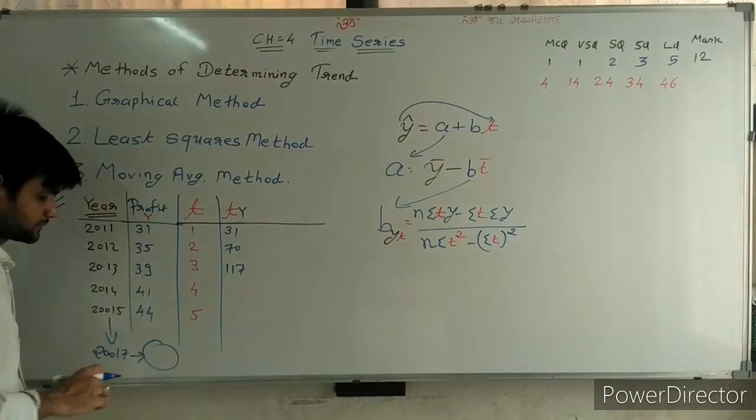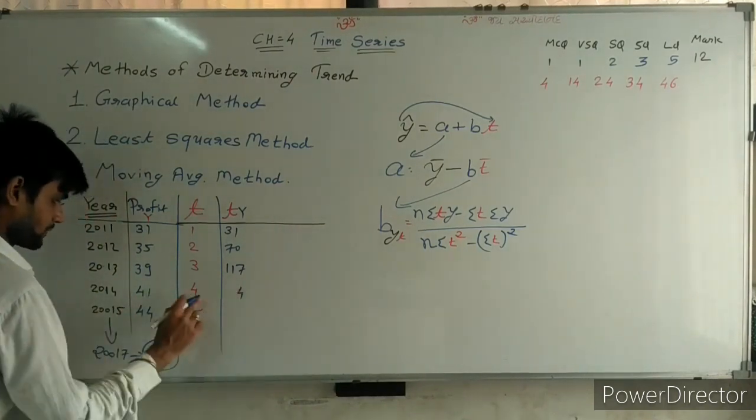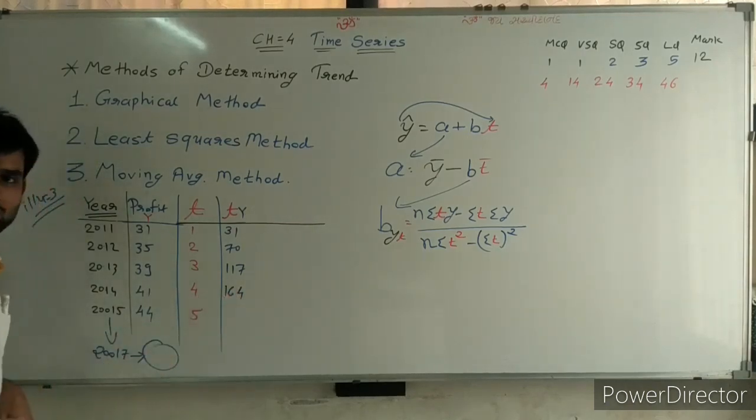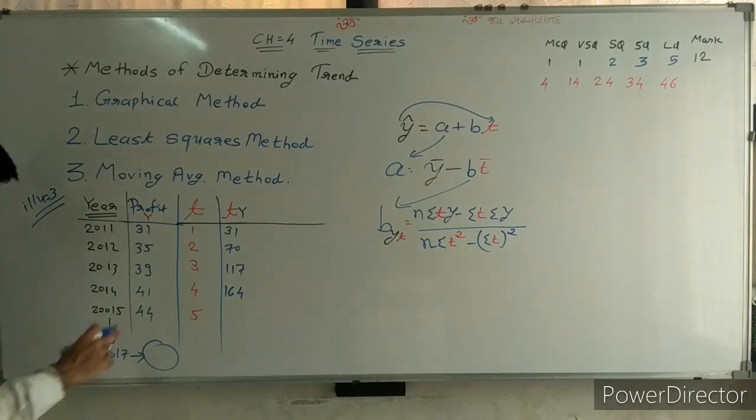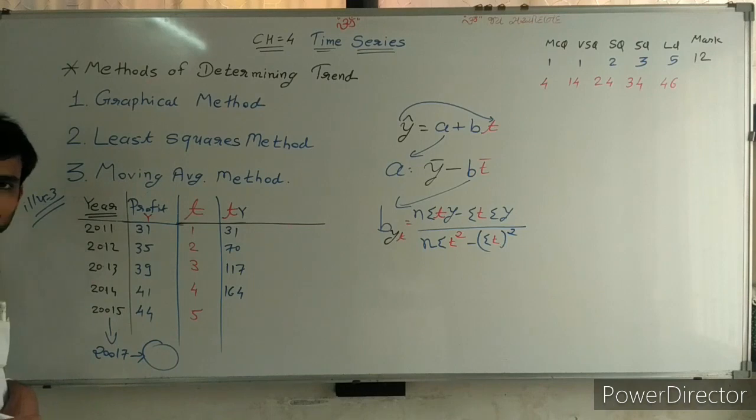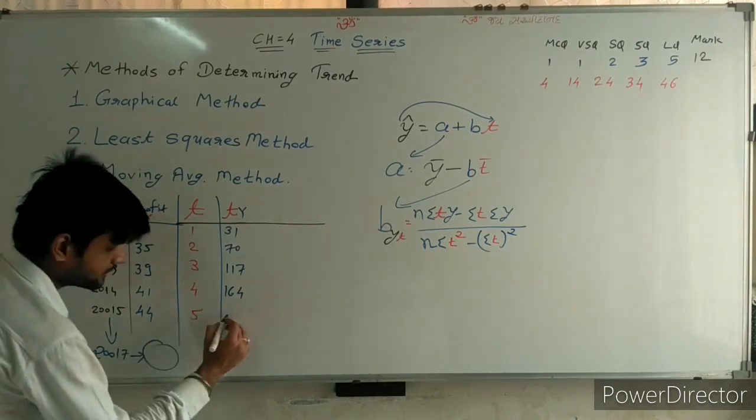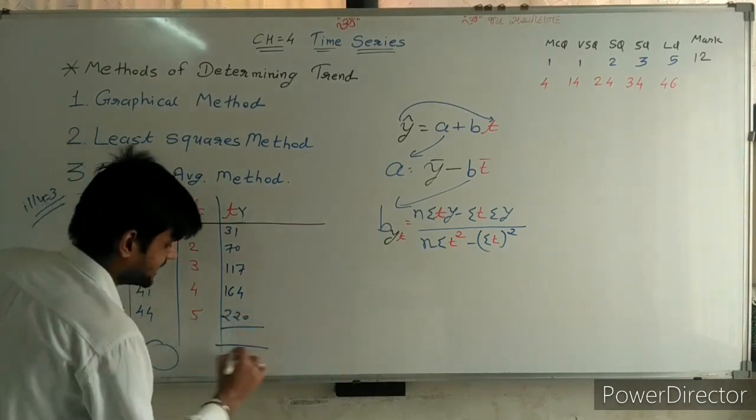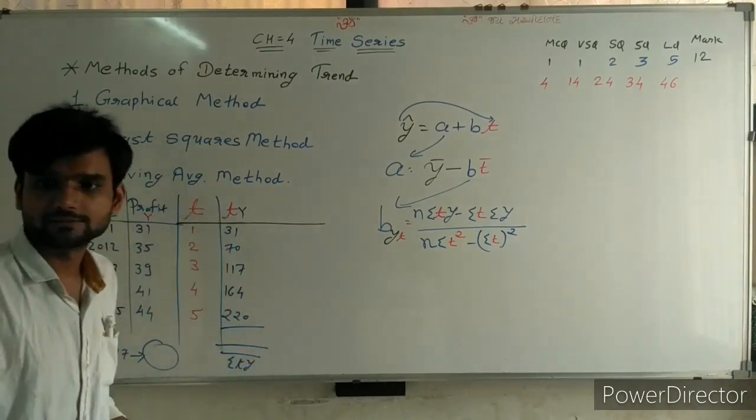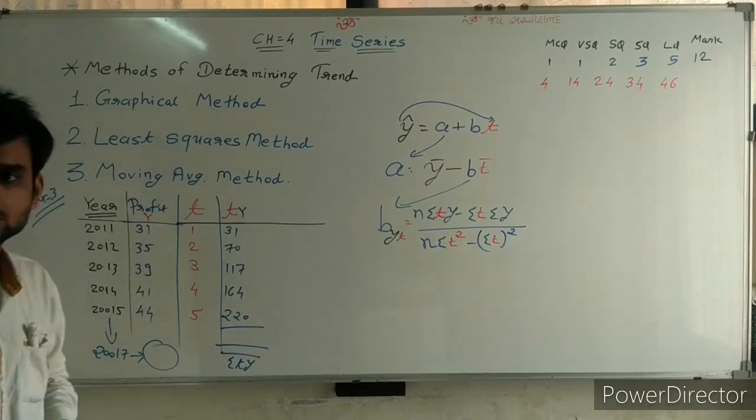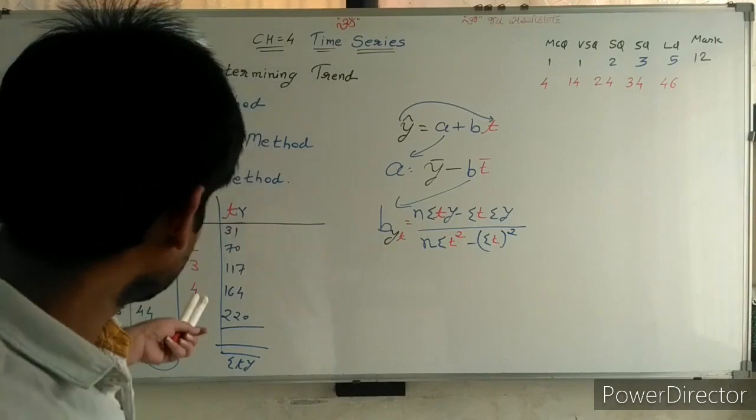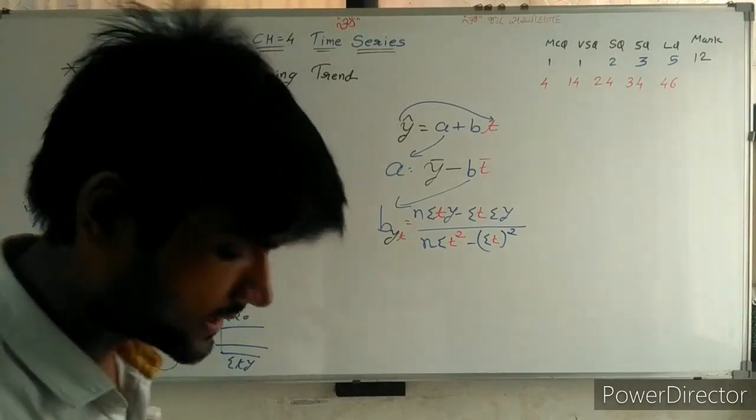41 into 4. 4 ones are 4, 4 fours are 16, so 160. 44 into 5. So first make 40 into 5, 200. Then 5 into 4, 20. 220. If you make the total of this, it is called sigma Ty. So make the total of this: 31, 70, 170, 164, 220. Answer is 602.